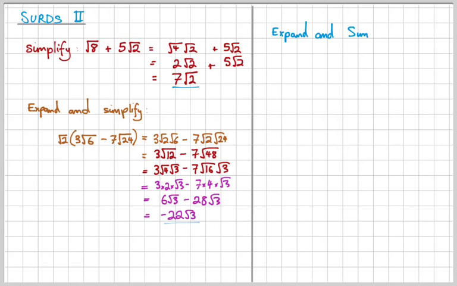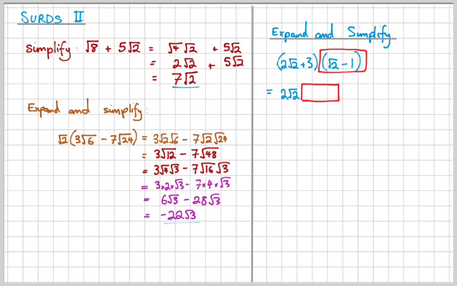Okay, next. Expand and simplify the following: 2 root 3 plus 3, brackets, root 2 minus 1. You should really pause the video now and see if you can do this. Having paused the video and tried it yourself, these are double brackets. We know how to deal with double brackets. We could put this in the box and we could do 2 root 2 times by the box plus 3 times by the box. Putting that inside, we get this.